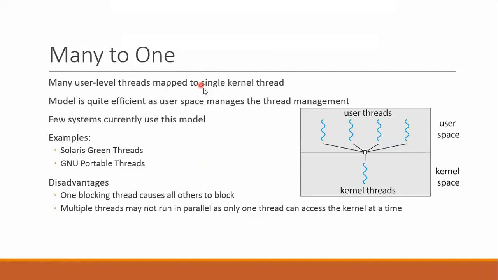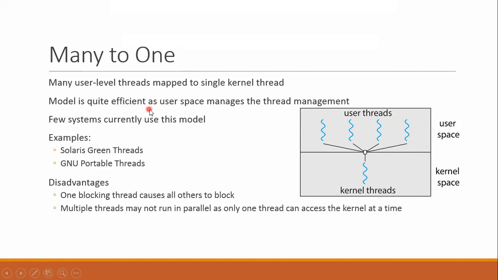Many-to-one model. In many-to-one model, many user-level threads are mapped to a single kernel thread. As you can see in this figure, there are multiple user threads. And these different user threads, they are mapped to a single kernel thread that is in the kernel space. Whereas user-level threads are in the user space. User will create and manage these threads.